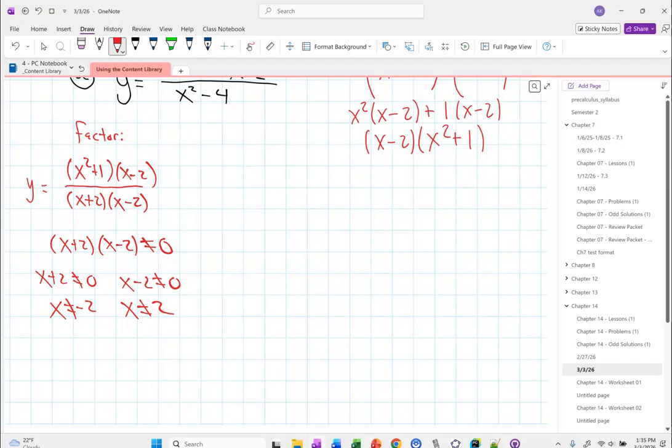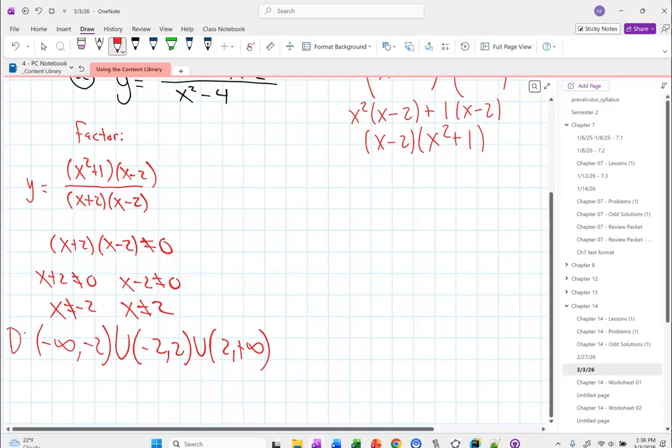Let's write that domain using interval notation. We want everything except for -2 and everything except for +2. How do I do that? Negative infinity to -2, union -2 to 2, union 2 to infinity. Perfect.